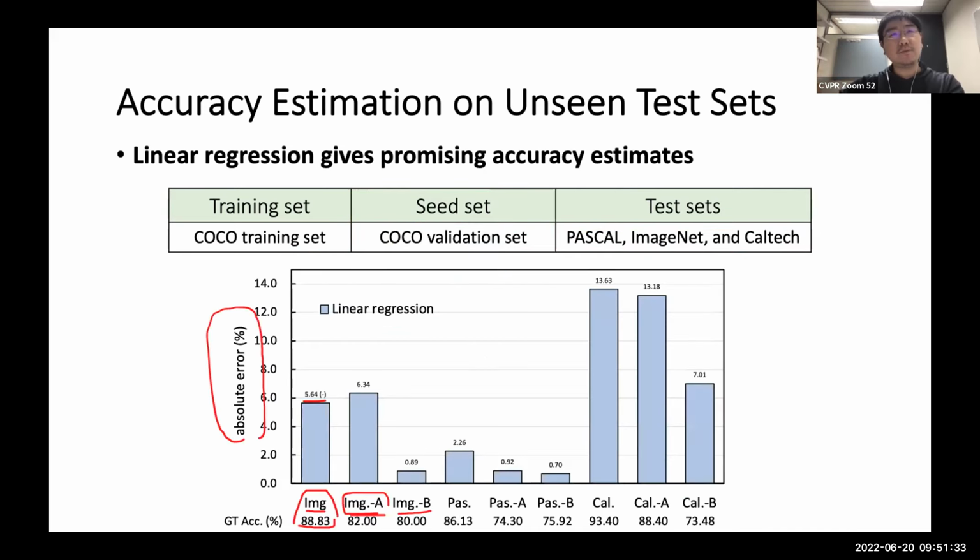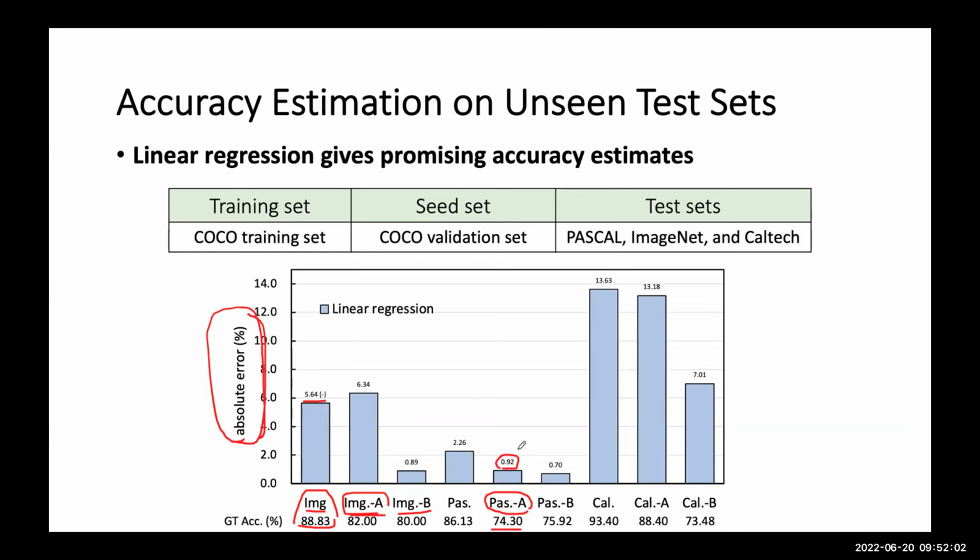So basically, if we test our model, for example, on this Pascal A dataset, suppose the ground truth accuracy is 74%. Using our method, we can estimate it with very small estimation error, which is the y-axis absolute error, 0.9%. So we can make a very good estimate.